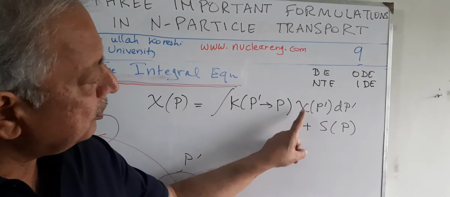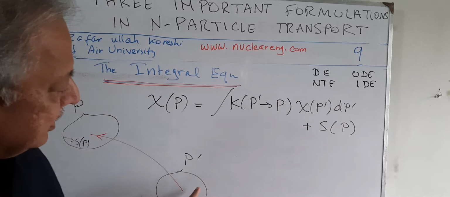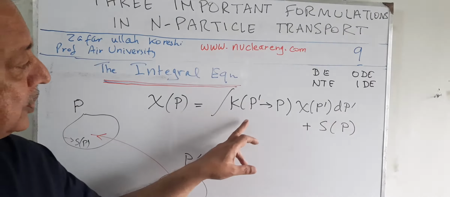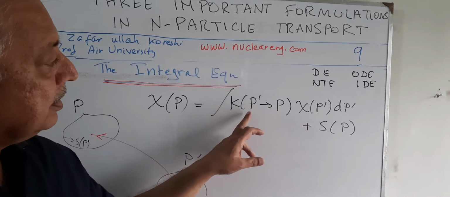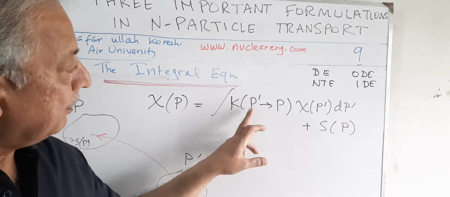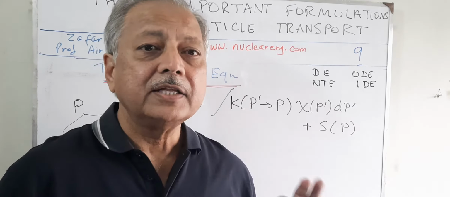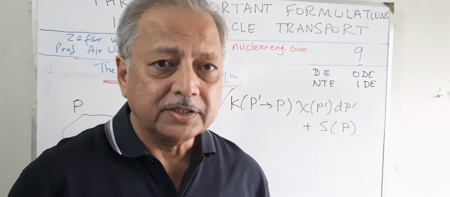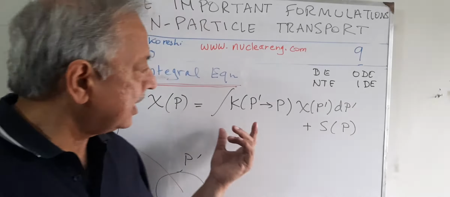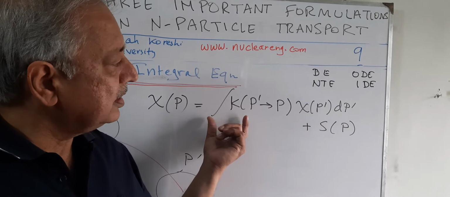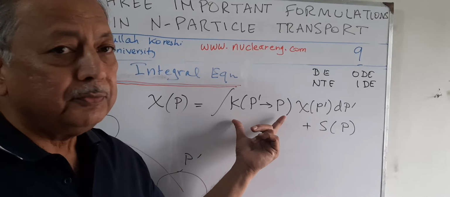So this tells you that the collision density in phase space P is the direct contribution plus the indirect contribution. The indirect contribution means the collisions taking place in P prime which undergo a transition from P prime to P. So we're going to call K the transition kernel. The transition kernel K tells us the transition from P prime to P.